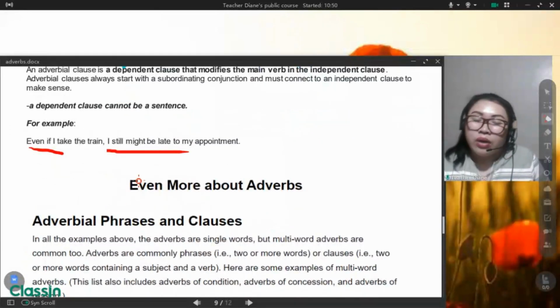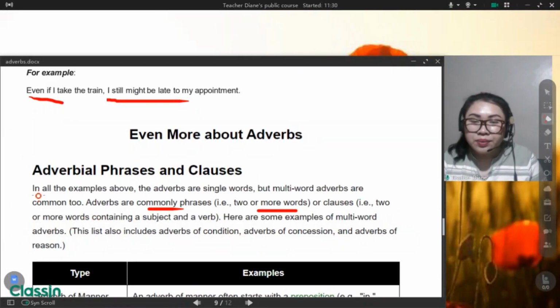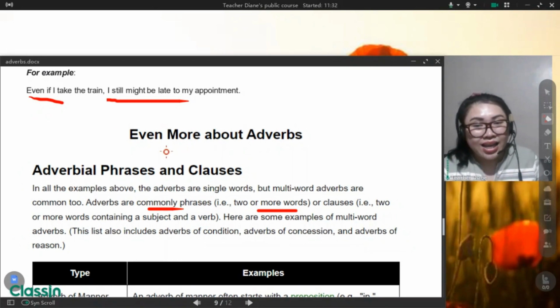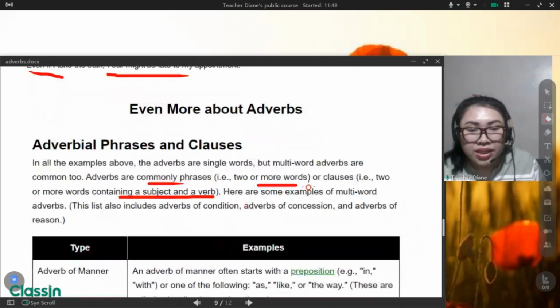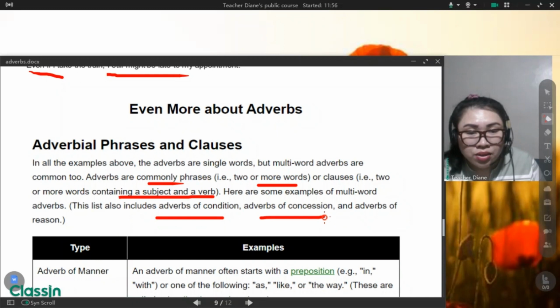So now let's proceed to adverbial phrases and clauses. Adverbs are commonly phrases, not just one word adverbs. Two or more words, or clauses, which are two or more words containing a subject and a verb. Here are examples of multi-word adverbs. This includes adverbs of condition, adverbs of concession, and adverbs of reason.